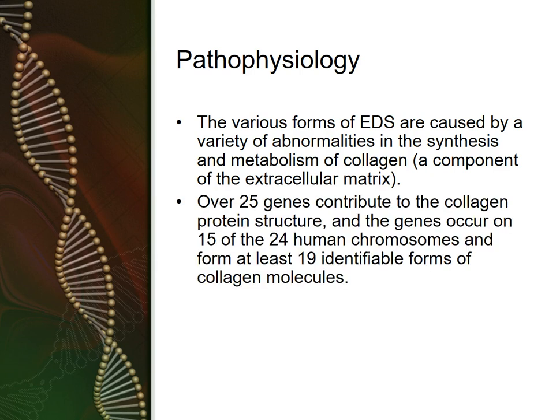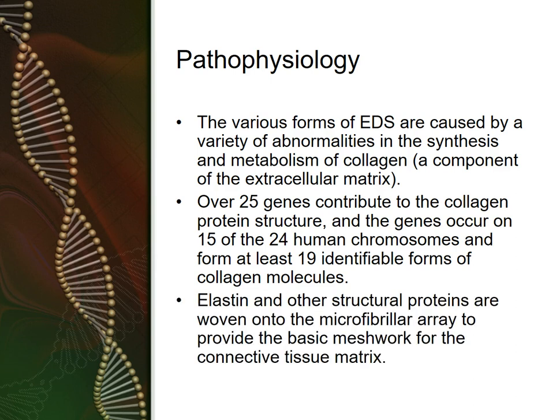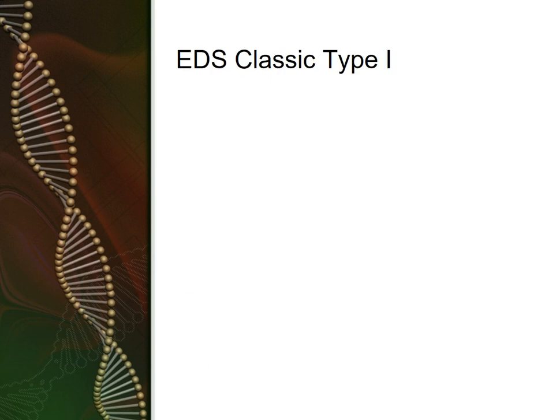And if we remember, in osteogenesis imperfecta, even different changes within the same collagen result in different phenotypes. So there are 15 of the 24 genes that carry 19 different forms of collagen molecules. There are other components to connective tissue, such as elastin and other proteins, that are often also woven into this microfibrillar array to help with tensile strength.